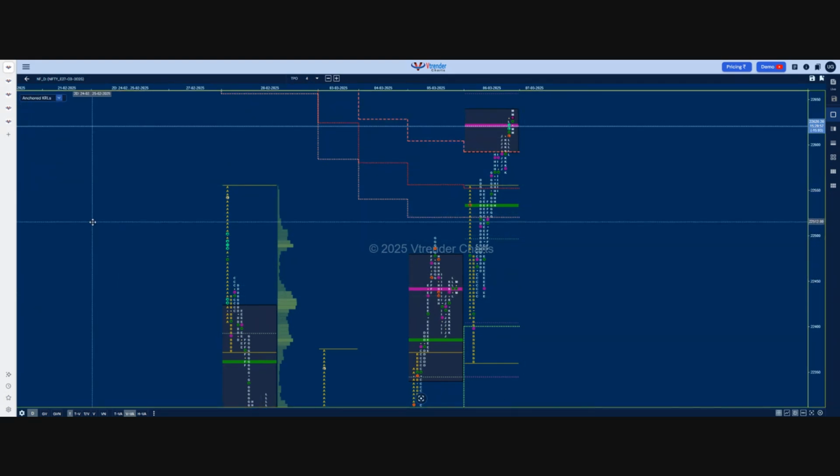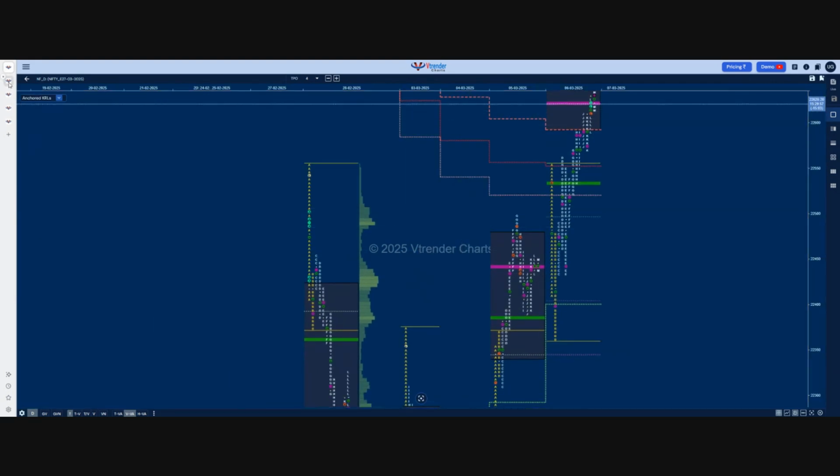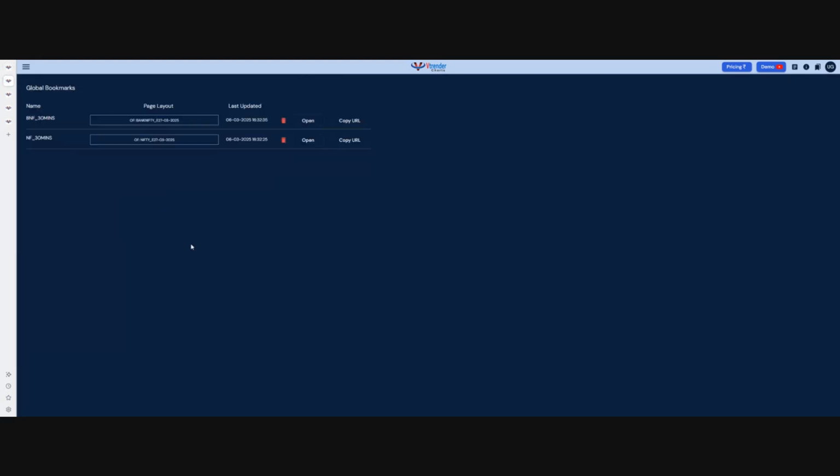So let's now move on to the order flow chart. And there's a very good, interesting feature which has been added in the VTrender chart section. Previously, we were only able to save the market profile charts as bookmarks. Now we are also able to save the order flow chart.